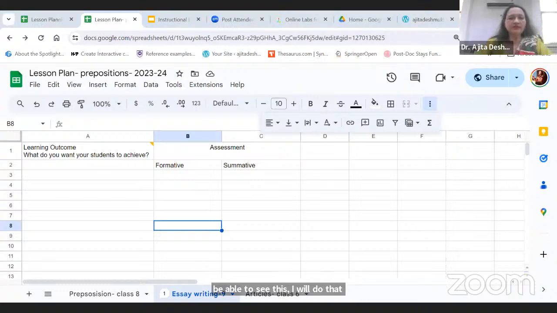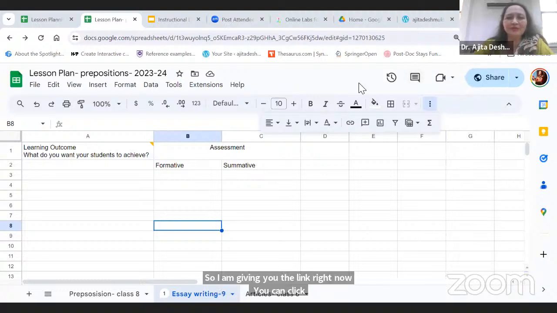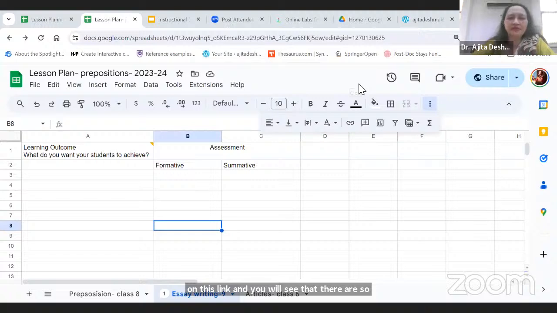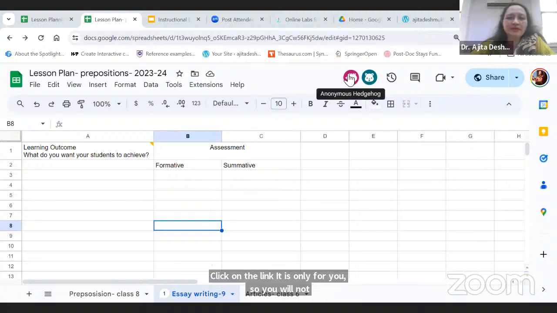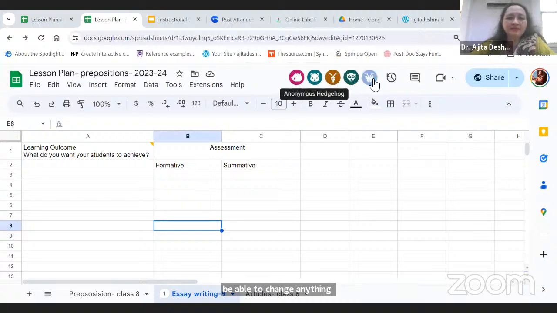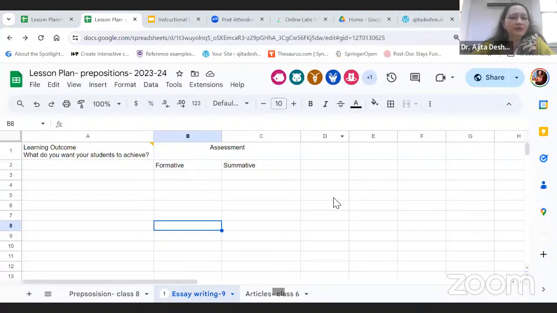So I'm giving you the link right now. You can click on this link and you will see that there are so many people who will join. Can someone click on the link here? It's only for view. So you will not be able to change anything. See, the moment आपने click किया ना, I can see people who are attending here. आप कुछ नहीं कर पाओगे. आप टाइप करने की कोशिश करो, आपको मिलेगा ही नहीं. You will not be able to type. You will not even be able to comment.